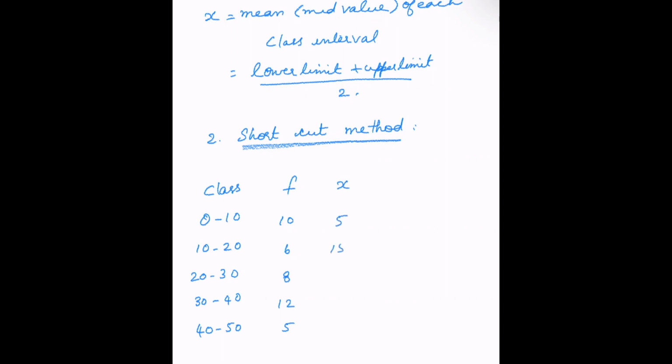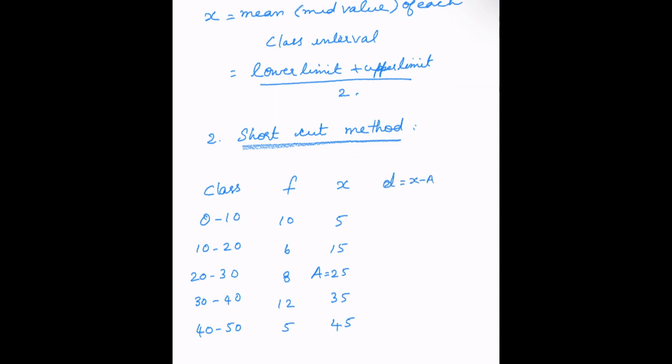5, 15, 25, 35, and 45. Now assumed mean. I told you we have to always take the middle value. So I'm going to take this as my assumed value. 25 is what I'm taking as my assumed mean. Okay, now what is the formula? What is it that I have to take? D equal to x minus a.